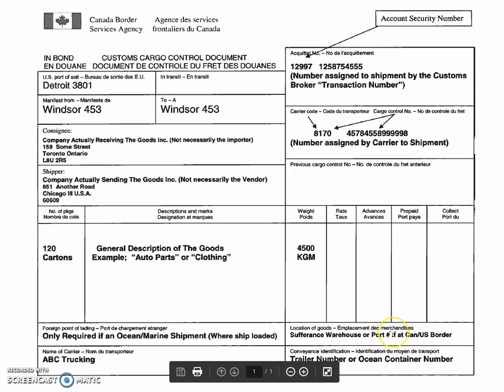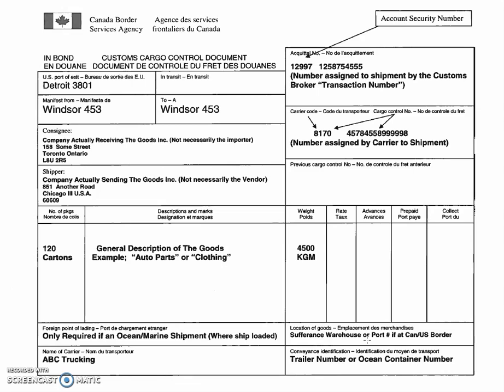There are two different things we have to do here. Location of the goods is where they are right now. When customs receives this declaration, they're going to want to know, okay, when the goods arrive, where are they going to be in case customs wants to inspect them? And we have to put that place down here. What we do is put down the Sufferance Warehouse name here. We talked about Sufferance Warehouse in the last video.